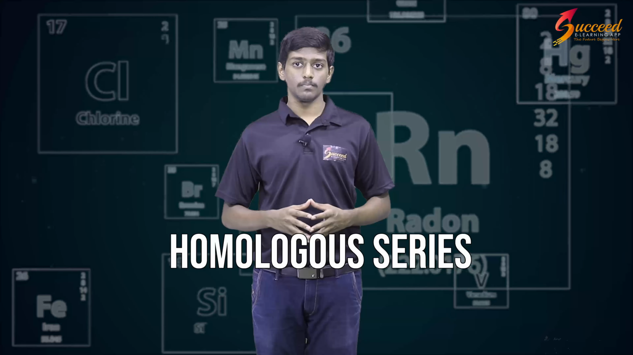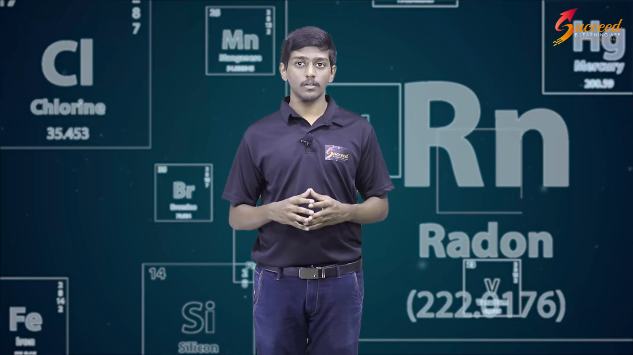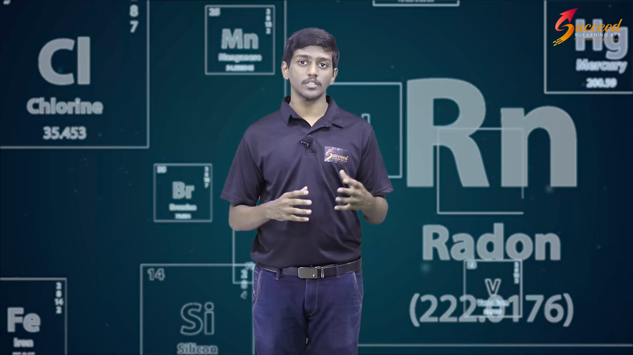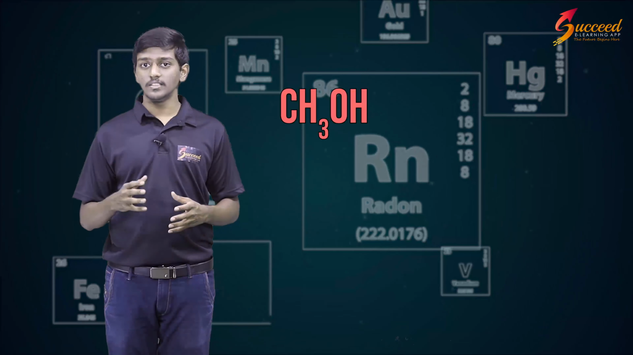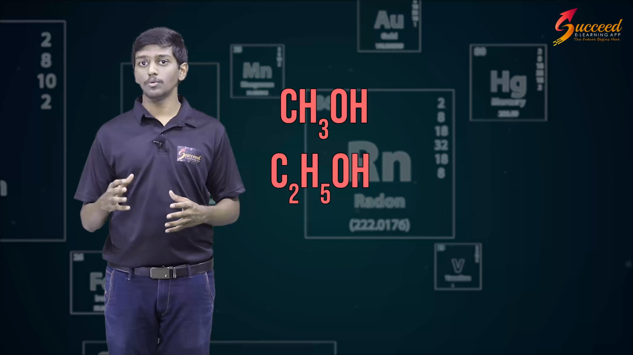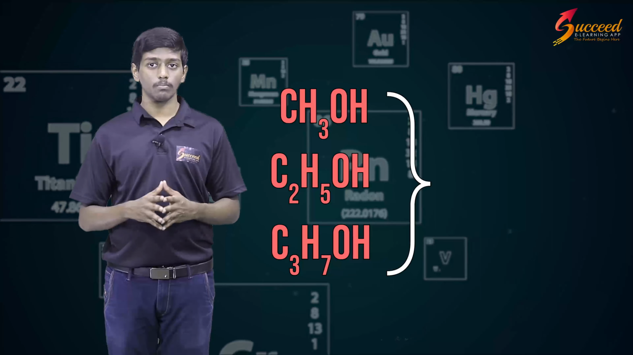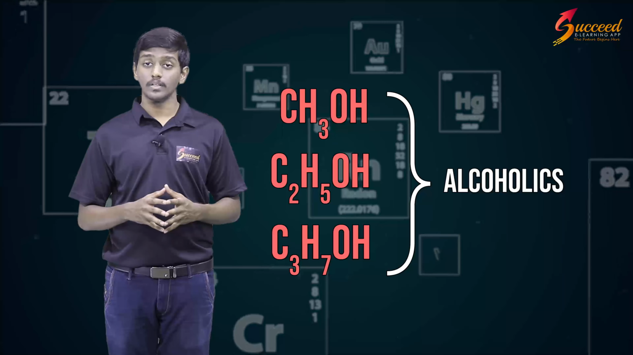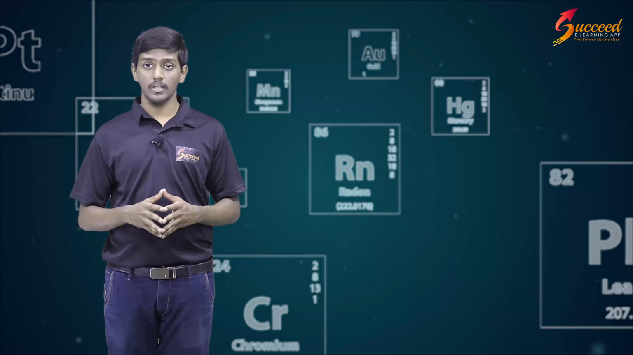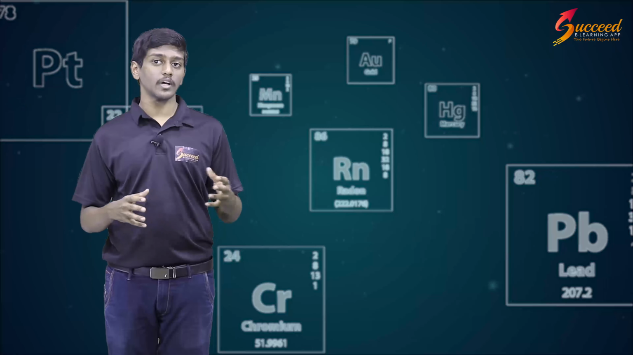Homologous series. We know that the hydrogen atom can be replaced by a functional group called heteroatoms. These heteroatoms provide a specific property to the carbon chain, irrespective of the length of the chain. Let us take an example: CH3OH, C2H5OH and C3H7OH. All these compounds are alcoholic, that is, they have the same property irrespective of the length of the carbon chain.